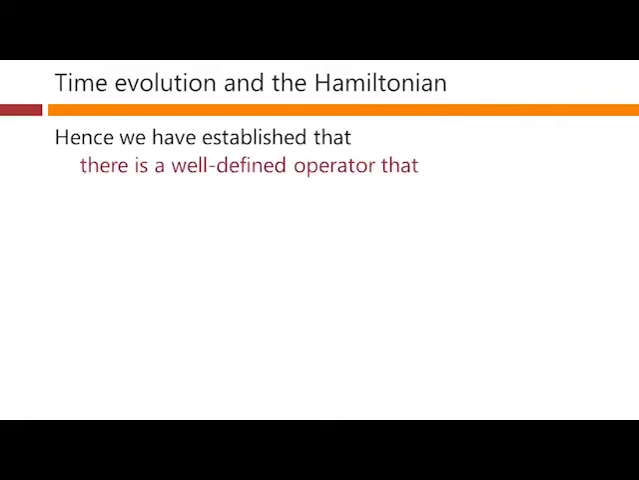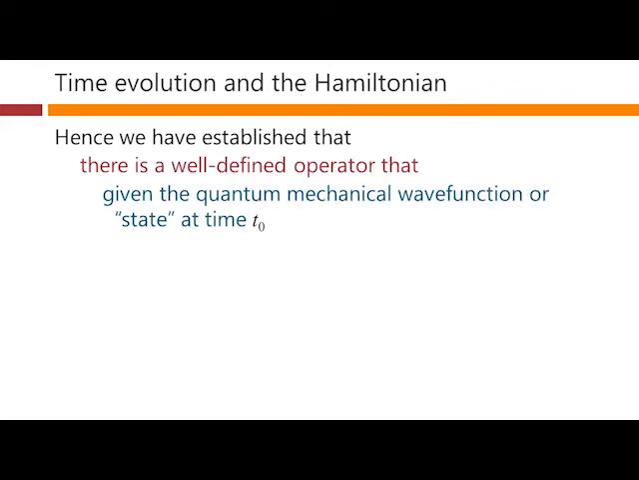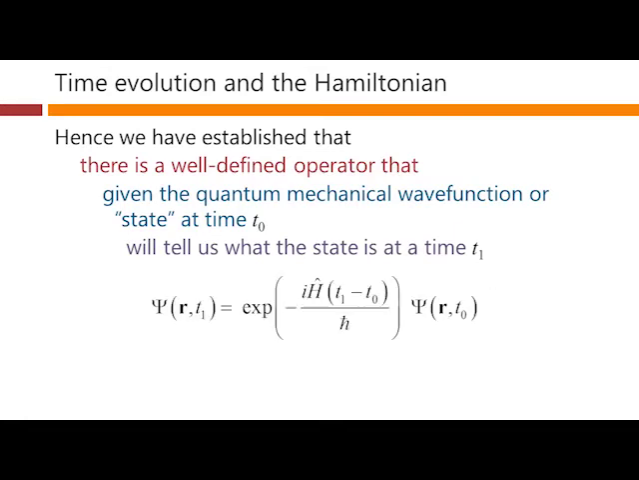Hence, we have established that there is a well-defined operator that, given the quantum mechanical wave function or state at some time t0, will tell us what the state is at some later time t1. And here is the expression that does that. Here is our time evolution operator. So this time evolution operator operates on the wave function now to tell us what it will be in the future. Incidentally, this will also work backwards, if you like. If you know the wave function now, this will tell us, if t1 is earlier than t0, what the wave function was in the past.